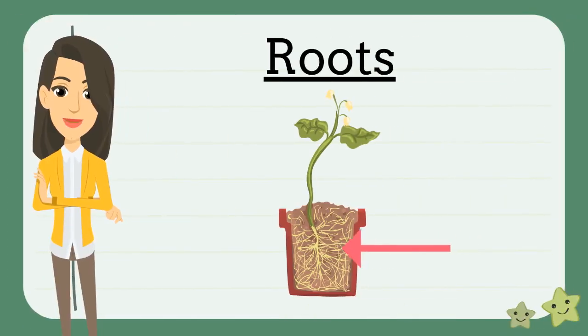The next part of the plant is called the roots. The roots are a part of the plant that grow down into the soil, and they have several jobs. The first thing the roots do is hold the plant in the dirt. The second job is to absorb nutrients and send them up to the stem.